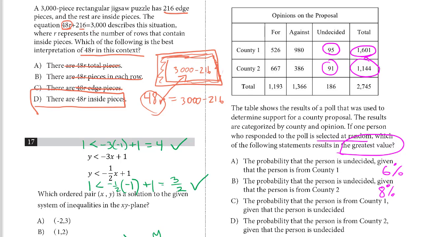C, the probability that the person is from county 1 given that the person is undecided. Okay, C is different. The probability the person is from county 1, that is not county 2, given that the person is undecided. Well, in both counties, you're given that you're undecided, so total undecided is 186, the sum of that column of undecided. And given that, the probability you're in county 1 is 95 over 186, it's going to be a little greater than 50%. This number is way higher than A or B.